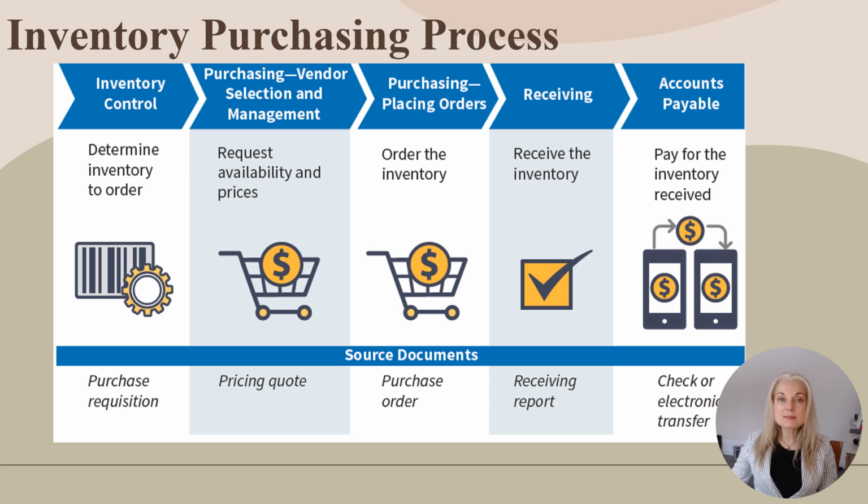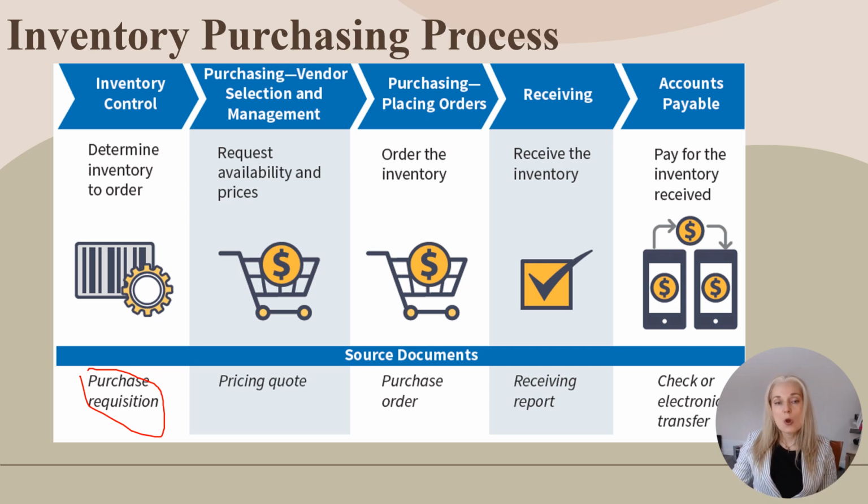Now let's look specifically at the inventory purchasing process. The first thing you'll need to do is determine whether or not you need to purchase inventory and the amount that you need to purchase. Usually that requires a purchase requisition form. And then you go into your purchasing and vendor selection and management module, where you're going to request the availability and pricing if you utilize multiple vendors.